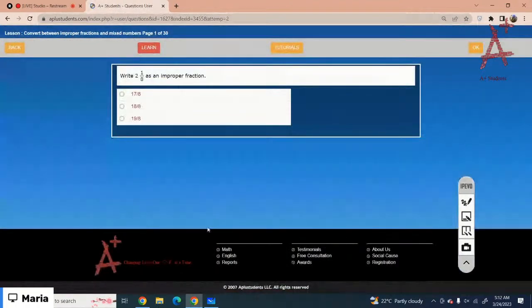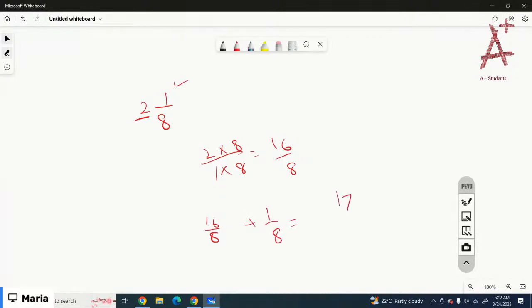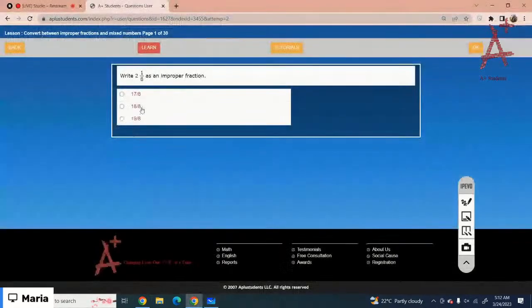Okay, write 2 whole 1 over 8 as an improper fraction. So let's see how we write it. Here you have 2 whole 1 over 8. Just look at this whole number 2, multiply and divide it by the denominator. Got it? 8 times 2 is 16 and 8 times 1 is 8. Just add 16 over 8 and this portion 1 over 8. So it would be 16 and 1, 17 over 8. That means the improper fraction is 17 over 8. So the correct option is 17 over 8.